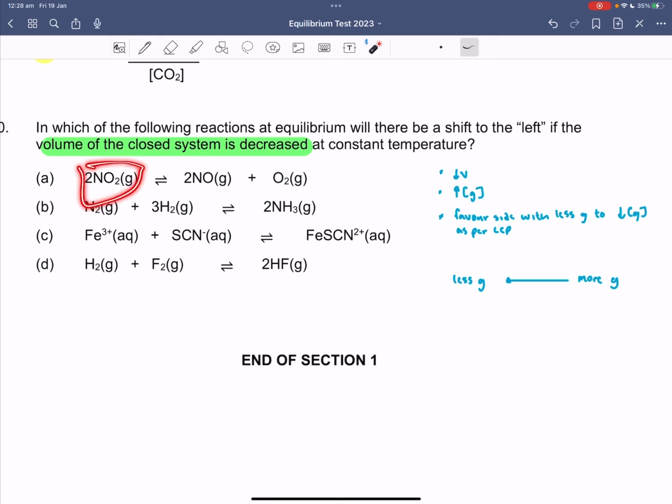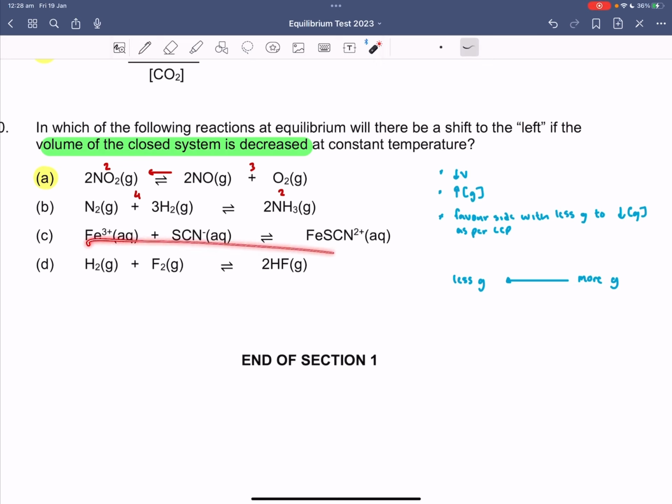You can see that there's 2 gases on the left side and 3 gases on the right side. So a shift to the left will convert 3 gases into 2 gases, thereby counteracting the decrease in volume, aka increase in the concentration of gas species. So that's why A is your answer. If you look at all the other options, how many gases on this side? On this side there are 4 gases and on this side 2 gases, so that's not a winner.